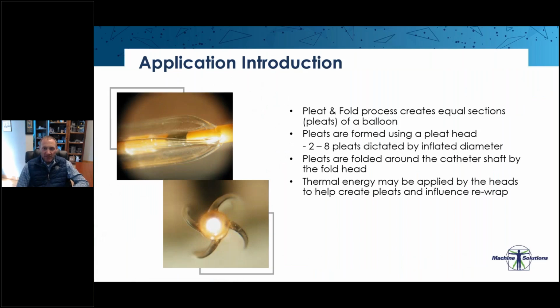From an application side of things, the pleat and fold process creates equal sections or pleats of a balloon. You take an inflated balloon and place it into the pleat head, which then closes and creates those pleats. Typically, we're looking at between 2 to 8 pleats, and that is really dictated by the inflated balloon's diameter. Those pleats are then folded around the catheter shaft utilizing the fold head, and you can also apply thermal energy throughout the process from the pleat or fold head, which can help to create the pleats and also influence rewrap characteristics.